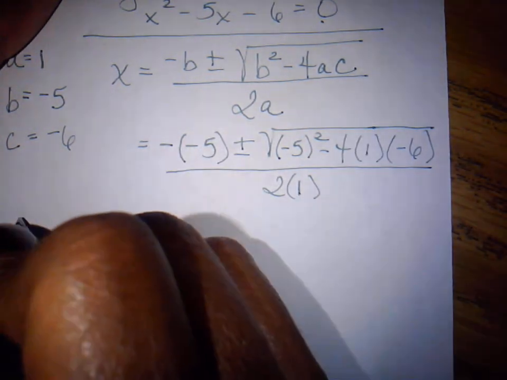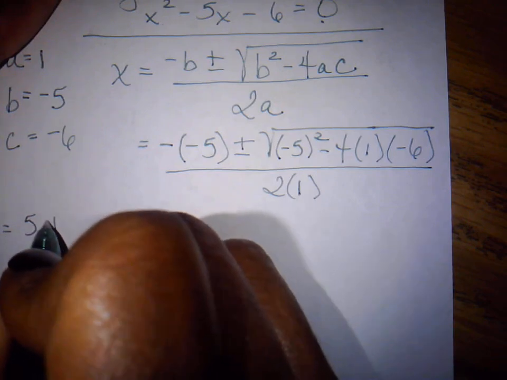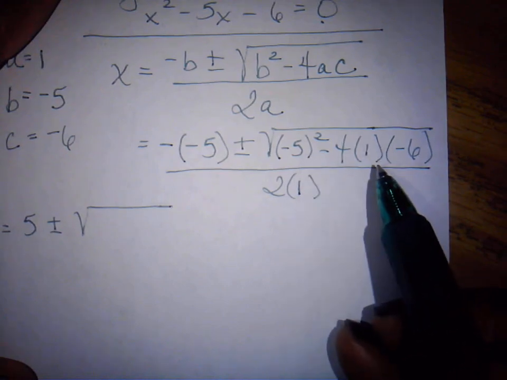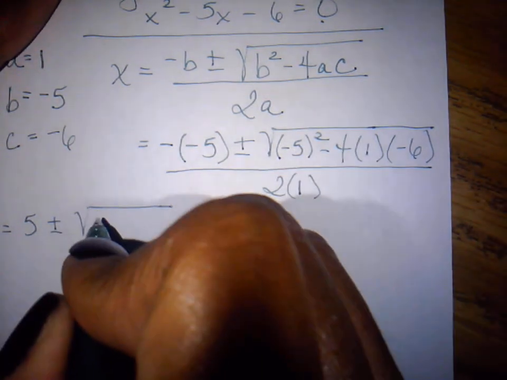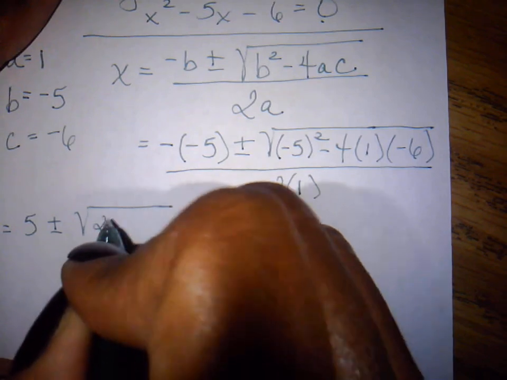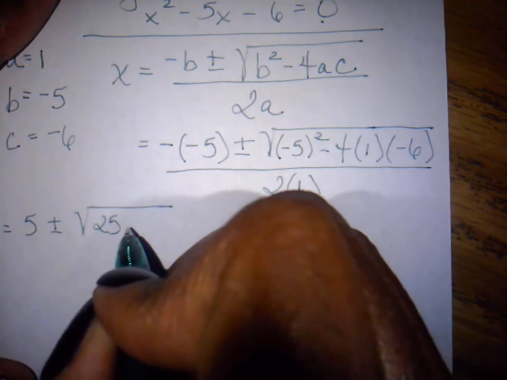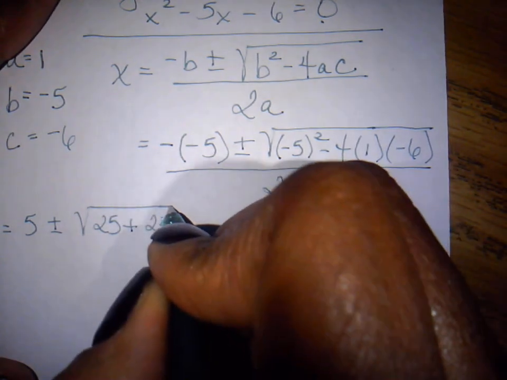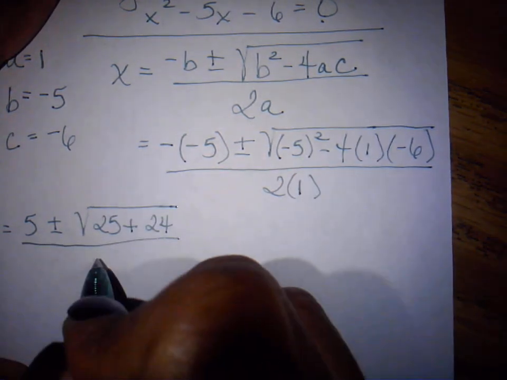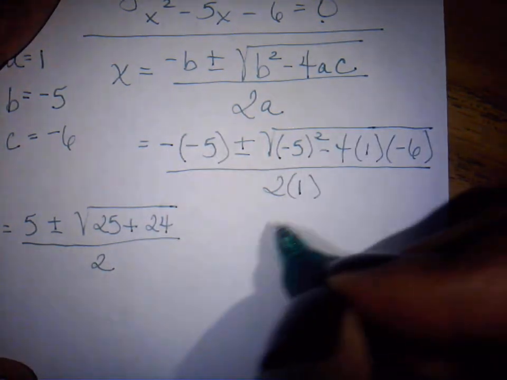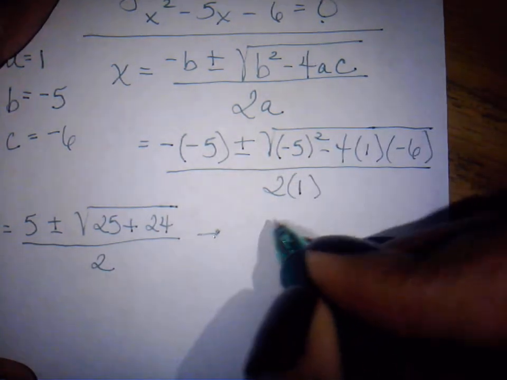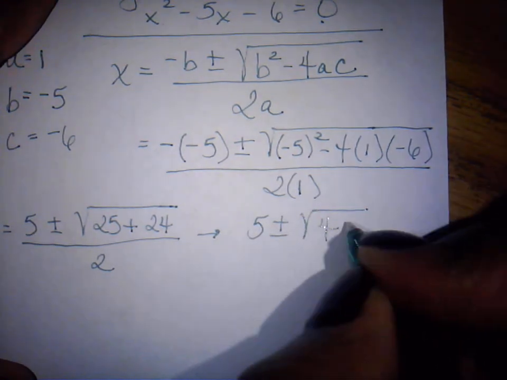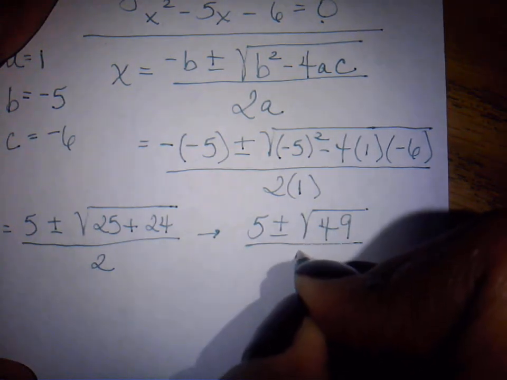So a negative 5 is really going to be a positive 5, okay? Plus or minus the square root. Now, if you just type all of this into your calculator, it'll spit out the right answer. But I'm doing it by hand, so here we go. That'll be negative 5 squared is 25 plus 24, okay? And that's all over 2. And then that's going to become 5 plus or minus the square root of 49 all over 2.